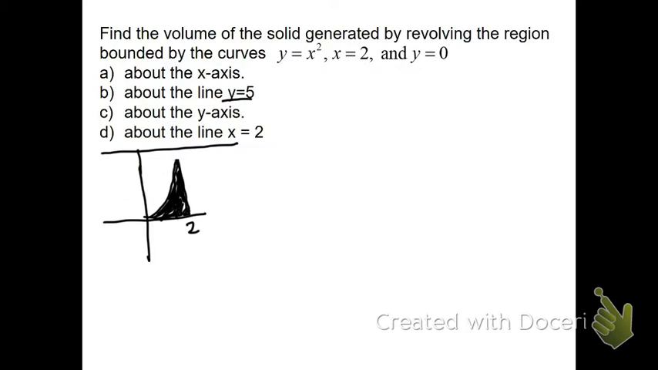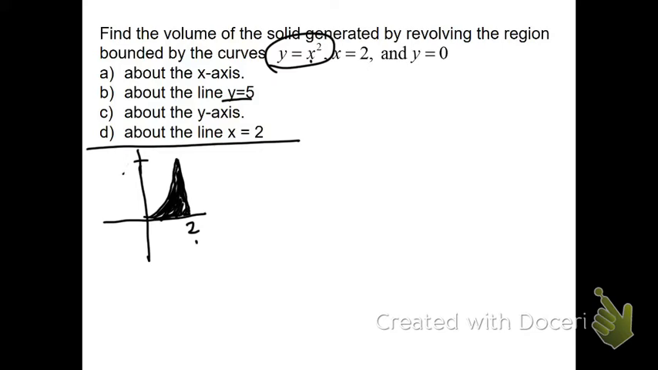So what I need to do is figure out the height of that point right there. Well, x is 2 there, and if I plug in a 2 for x, you get that y is 4. So the coordinates right here are (2, 4), okay? So y equals 5 is 1 unit above that. So we have a line that's above the shaded region.